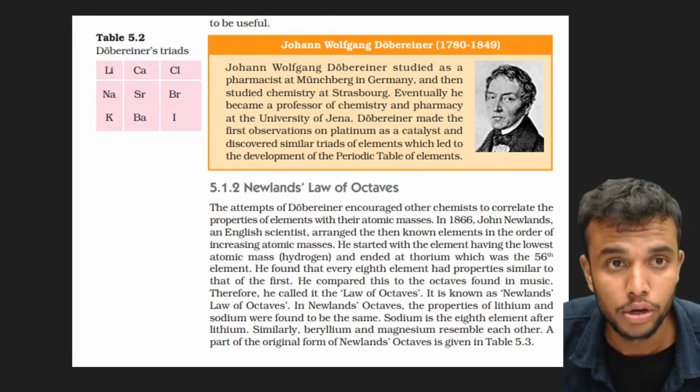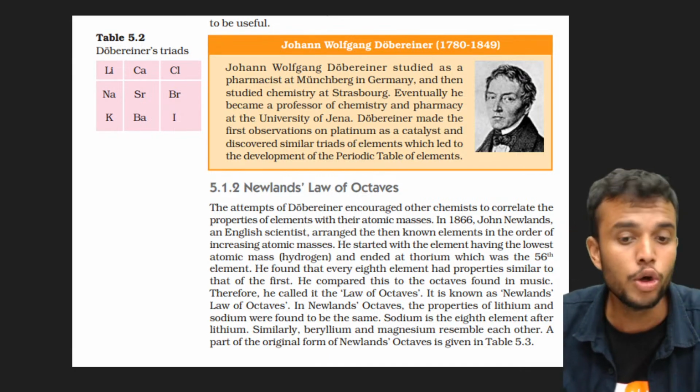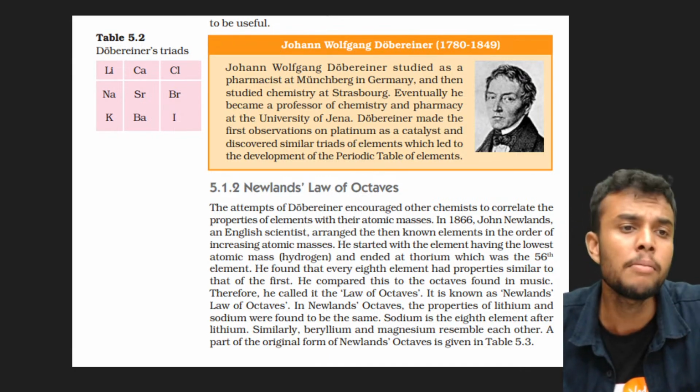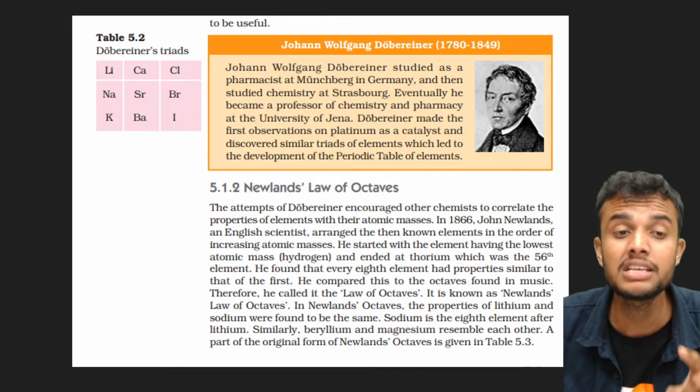But these Dobereiner's triads failed. They were not useful. Why? Because he arranged these triads for only some elements. So these triads failed.